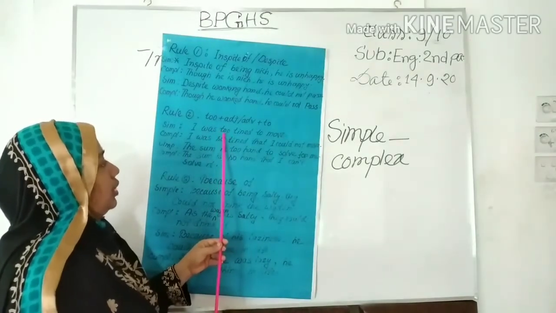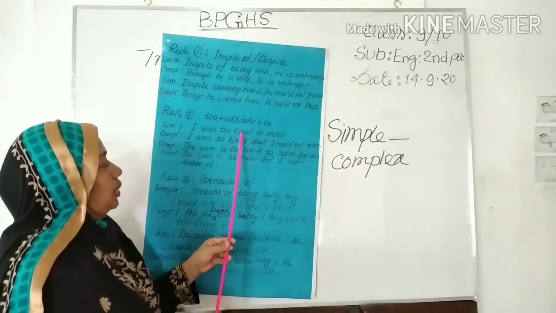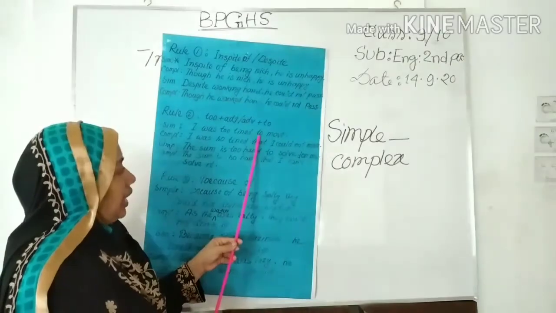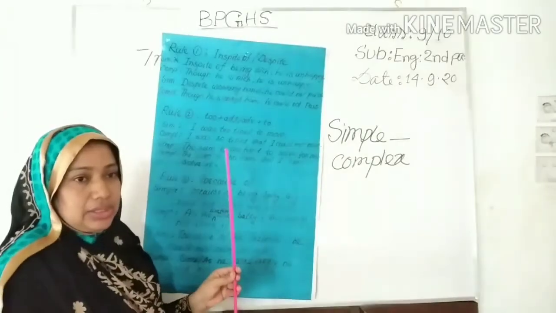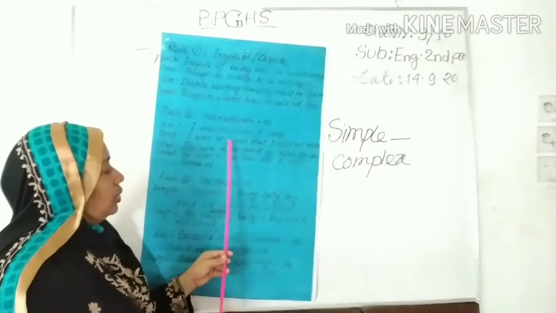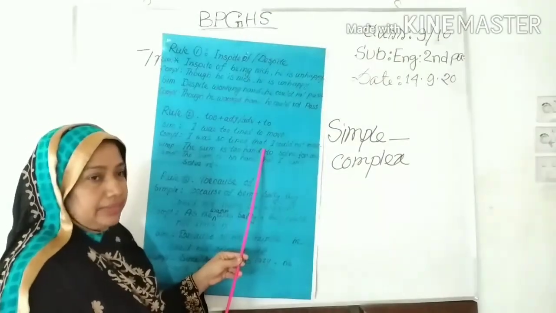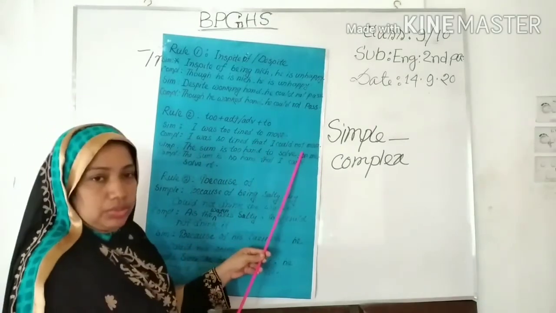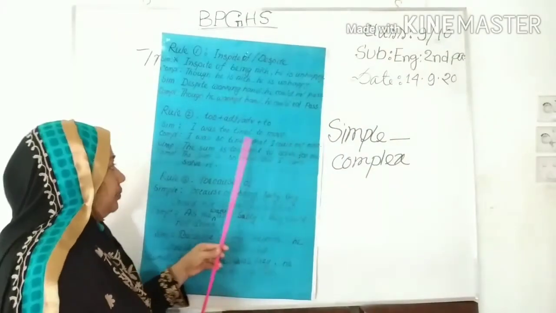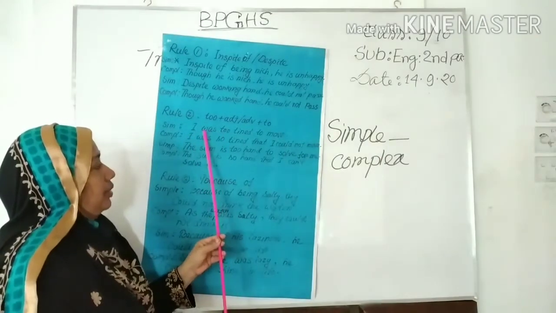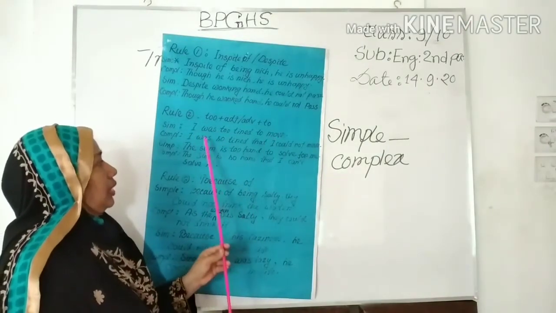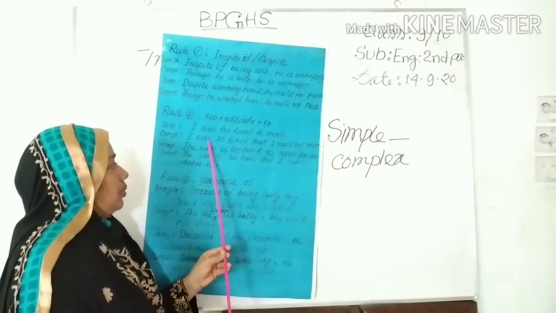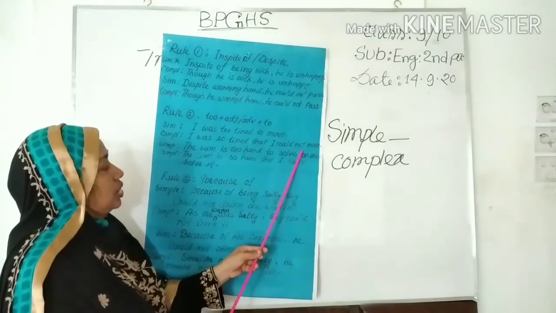If we find the use of too and then an adjective or adverb and after that to, then in a complex sentence we have to use so, adjective and that. I have written, I was so tired that I could not move. Clear? Look again, I was too tired to move, and when I write it as a complex sentence, I was so tired that I could not move.